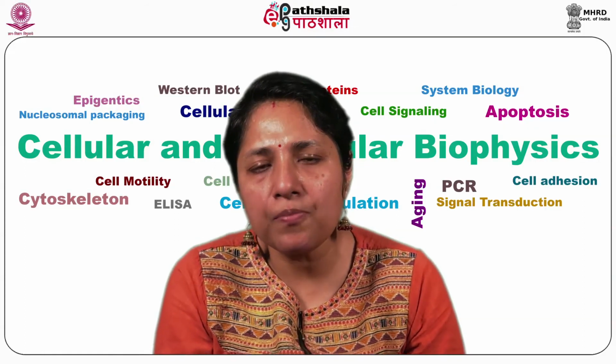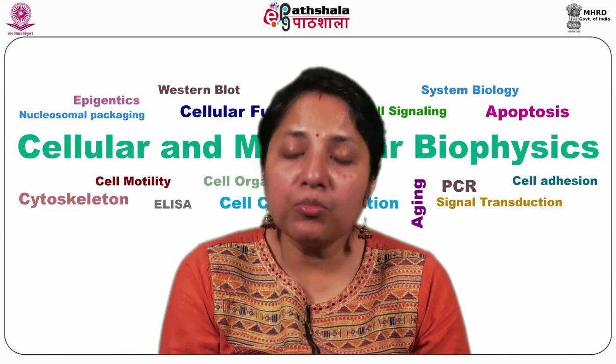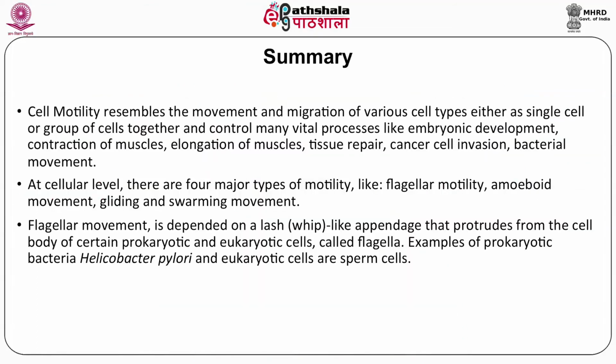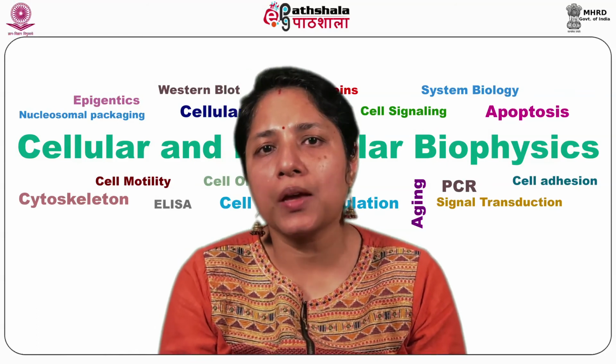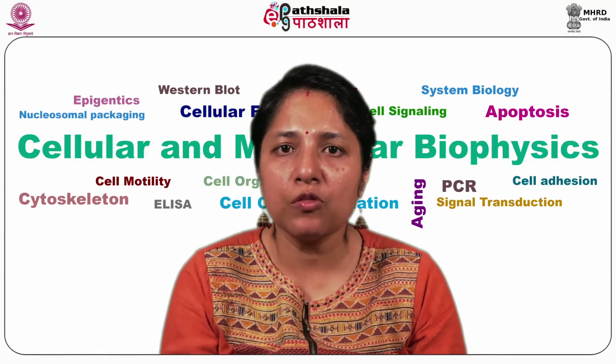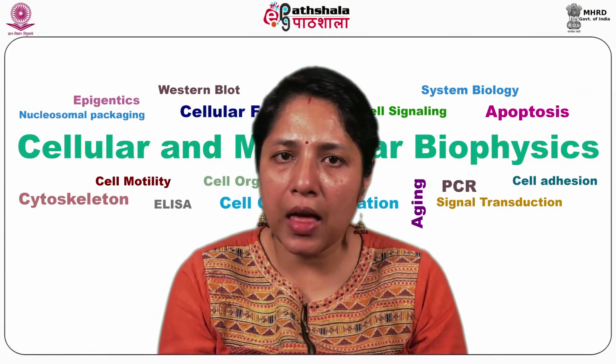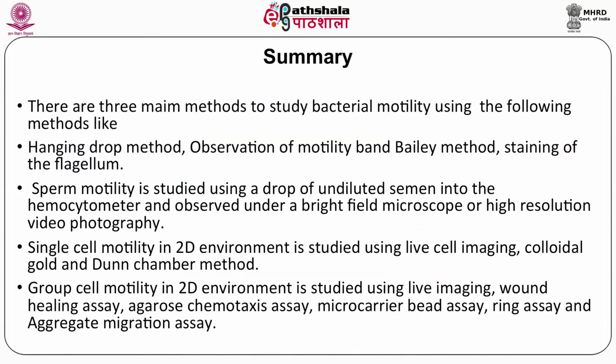To summarize this topic, cell motility is a very important process in any living organism and is involved in development, embryonic development, contraction of muscle, elongation of muscle, tissue repair, cancer cell invasion and bacterial movement. At the cellular level, there are 4 major types of motility, as we discussed: flagellar movement, amoeboid movement, gliding and swarming movement. There are 3 main methods to study bacterial motility: the hanging drop method, observation of the motility band, and staining by the Bayes method.